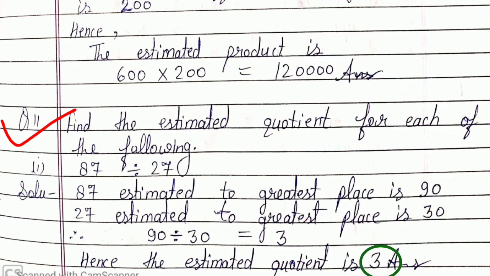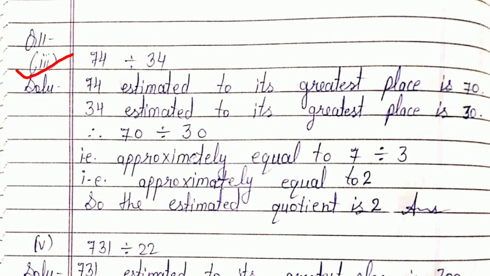Let us see the next part. Part number 3. 74 divided by 34. For solving this, 74 estimated to its greatest place is 70 and 34 estimated to its greatest place is 30. Therefore, 70 divided by 30 is approximately equal to 7 divided by 3, that is approximately equal to 2. So the estimated quotient is 2.